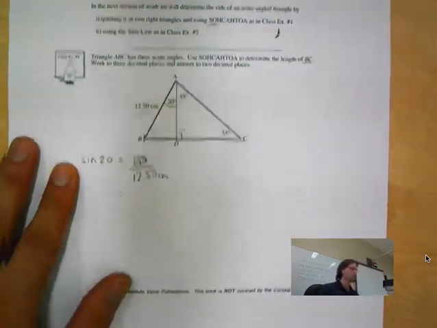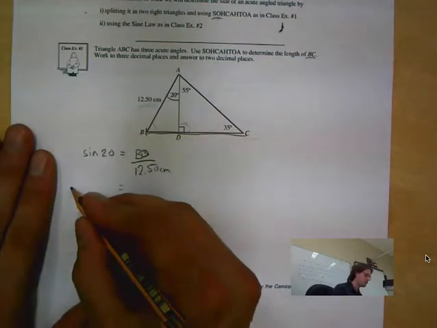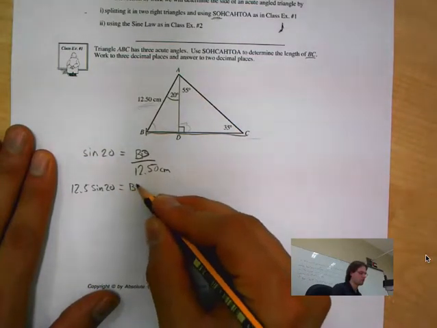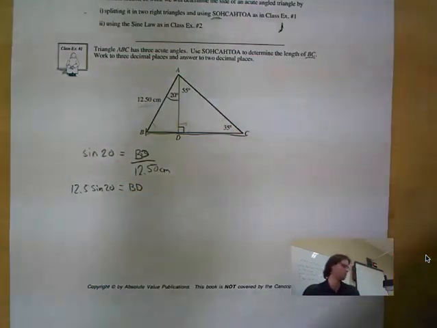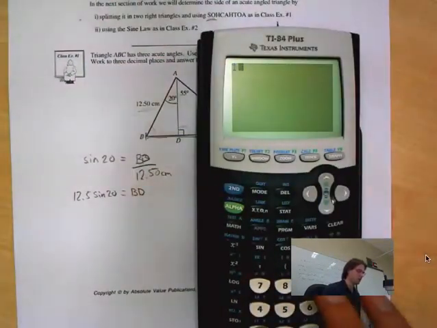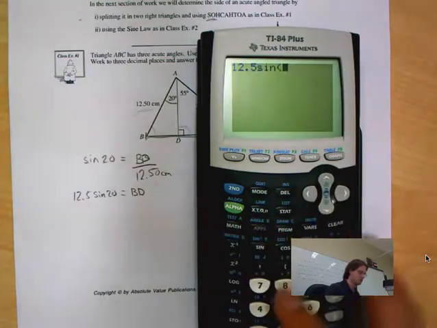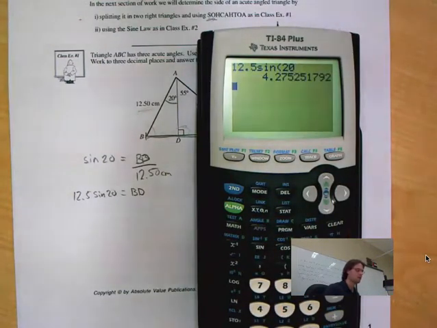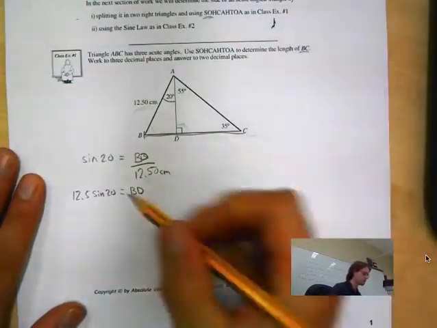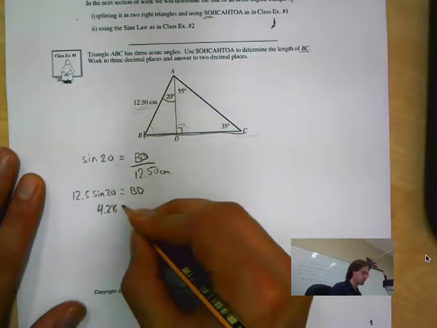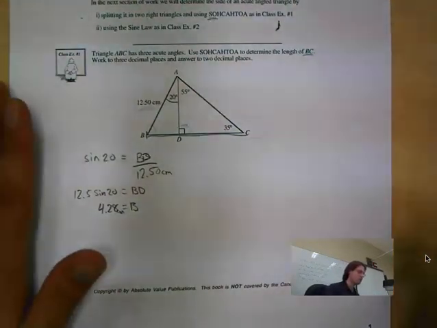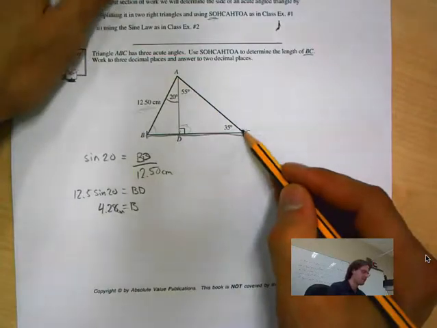Okay, so we continue this off, now we're going to have to solve it. So I have 12.5 sine 20 is equal to line BD. Okay, now I'm going to turn on my calculator and figure out how to do this. So I'm just going to type in 12.5 sine 20. That's going to give me 4.3. Oh, it wants two decimal places, so 4.28 centimeters.